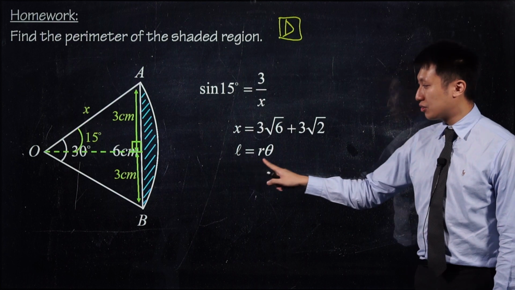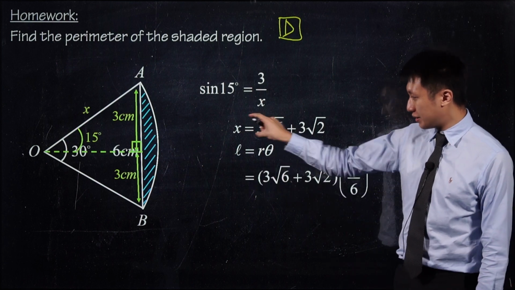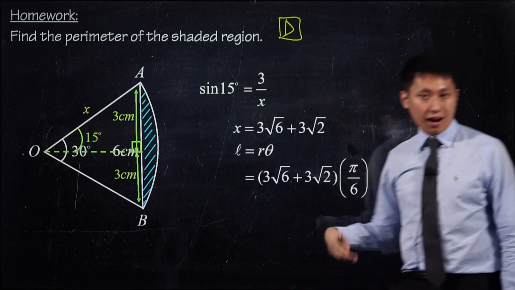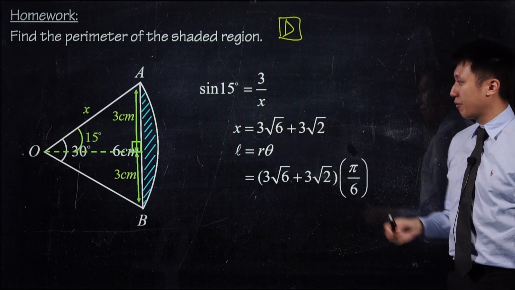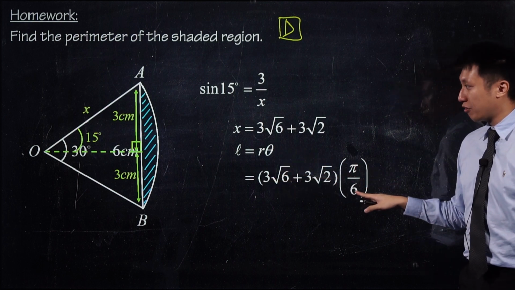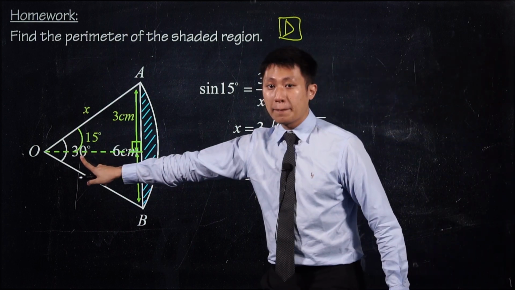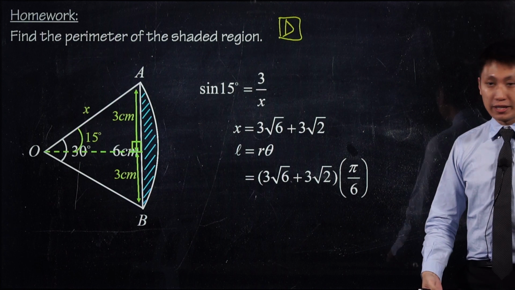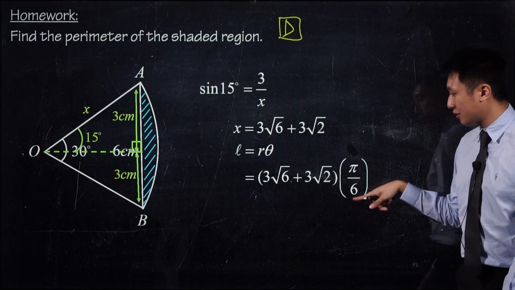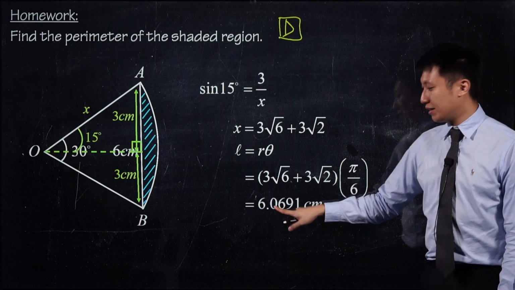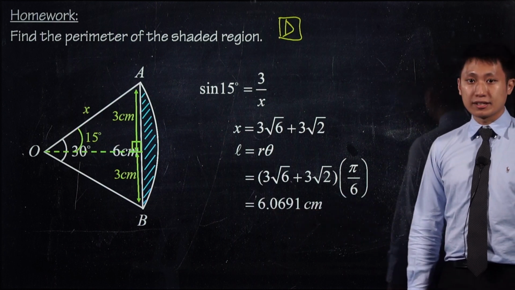So L is equal to r theta. R is what? R is this whole thing, this thing is x, in terms of cm. Then your theta is pi over 6. Pi over 6 is in radian, right? 30 is in degree, so 30 changed to radian is pi over 6. Don't change it to decimal places, use pi over 6, it's better for you. Eventually evaluate it and you get 6.0691. Then that's your answer.